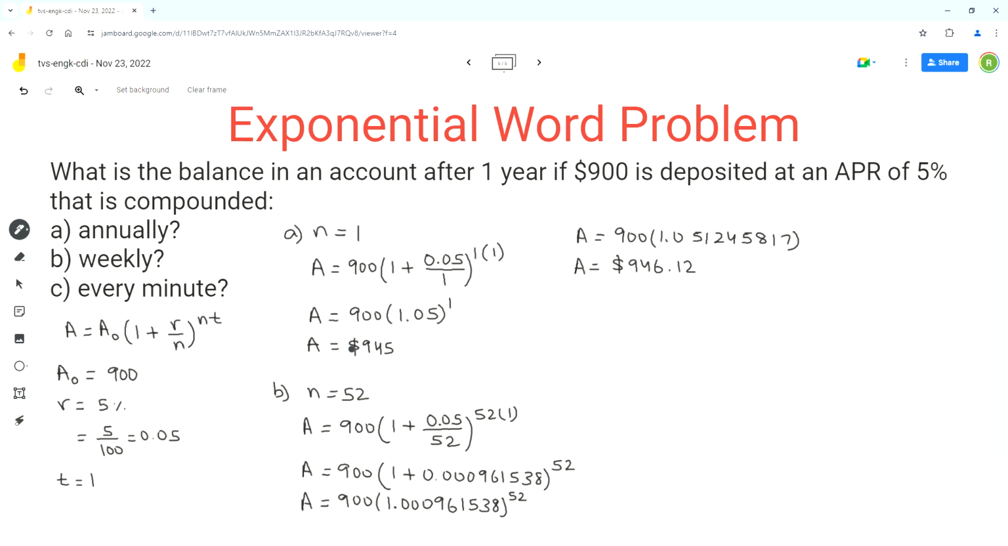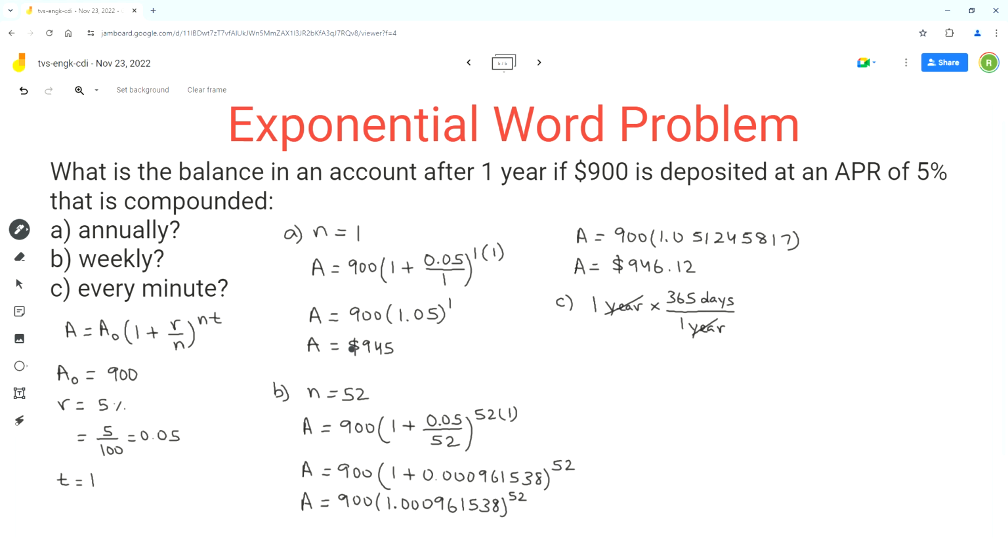Now we can answer part C. We have to find the balance in the account if the compounding frequency is every minute. The first step is to calculate the number of minutes in a year. That will be the n value for part C. We know that 1 year has 365 days. We want to keep the unit year in the denominator because we want to cancel it out.